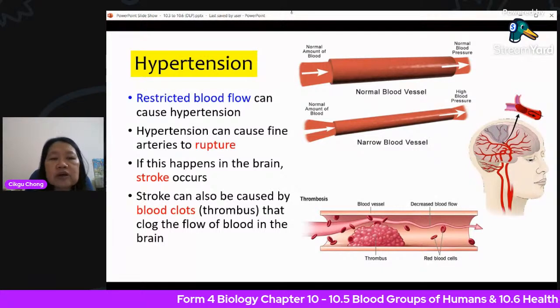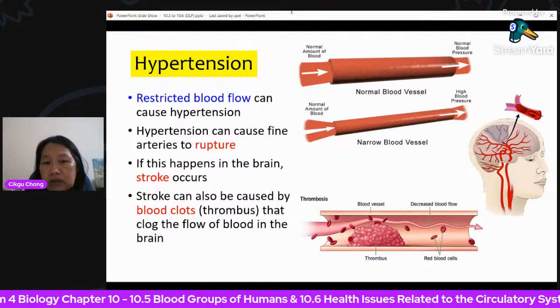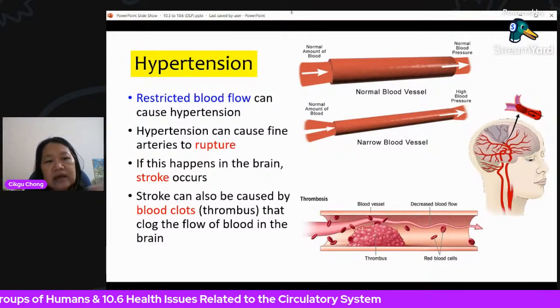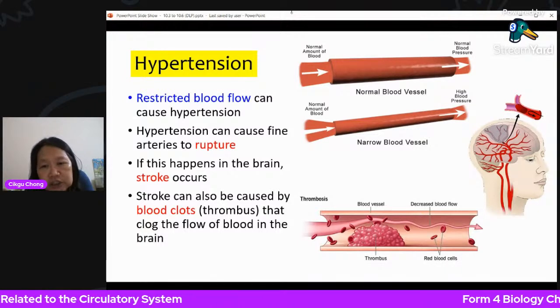Okay, stroke can also be caused by a blood clot. We learned this, thrombus, last week. Thrombus is a blood clot. So the blood has somehow stuck together over there, and it blocked the flow of blood. So that can also cause a stroke.